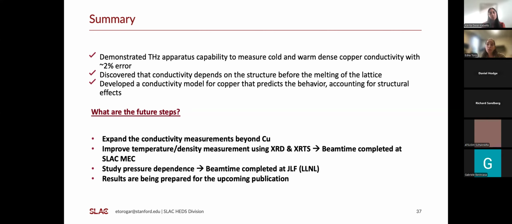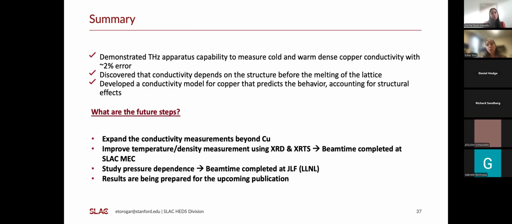Now, what are the future steps of what we want to continue doing with this research? First of all, a really simple way to go about this is to expand these conductivity measurements beyond copper. So we could potentially analyze more complex materials. There are plenty of things in condensed matter that are not accounted for in the warm dense matter regime. We could take measurements in other metals and analyze if these condensed matter theories are also applicable at the beginning of the warm dense matter regime and when they stop affecting the system.